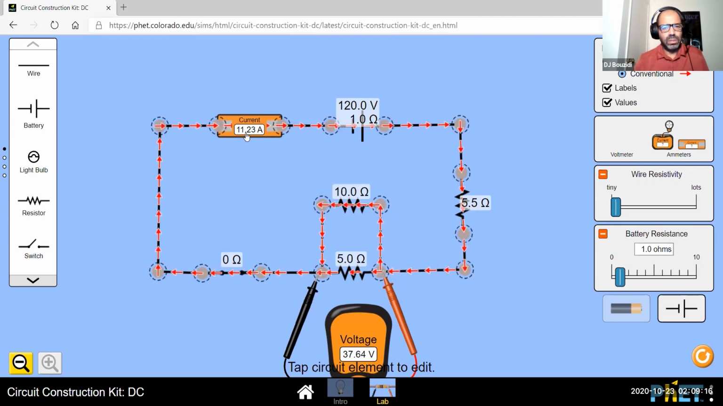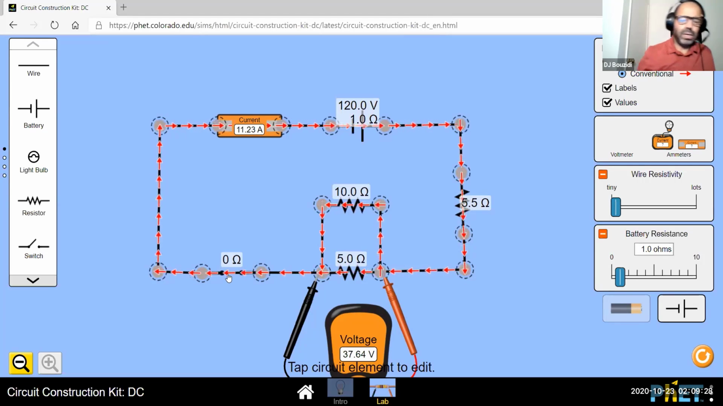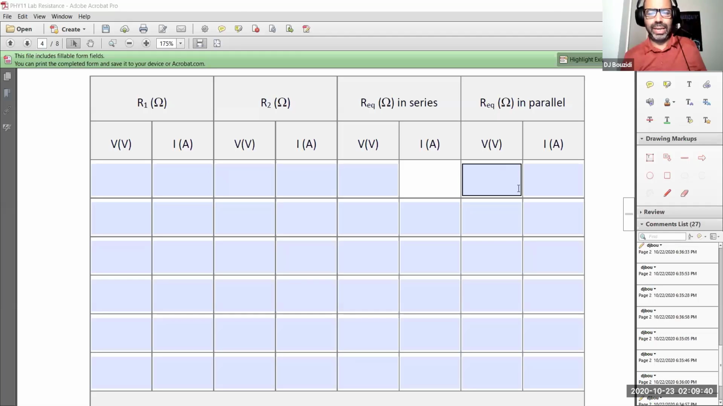11.23. So again, I'm going to come back. Stop. Let me write down these numbers. 37.64 and 11.23 for my stuff in here. So I'm going to open the switch, stop sharing the screen, go back into my data sheet, share that. And now we're here. These are my numbers, 37.64 and 11.23.